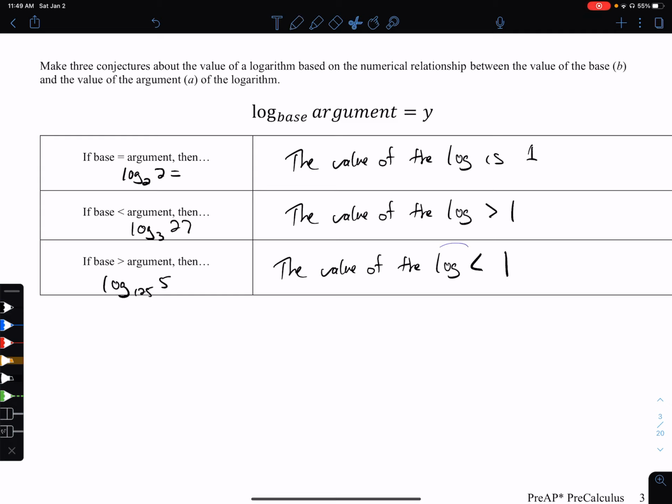Let me be more specific. We already said that the value of the, well, let's just leave it like that. Has to be less than 1. That concludes the second video.